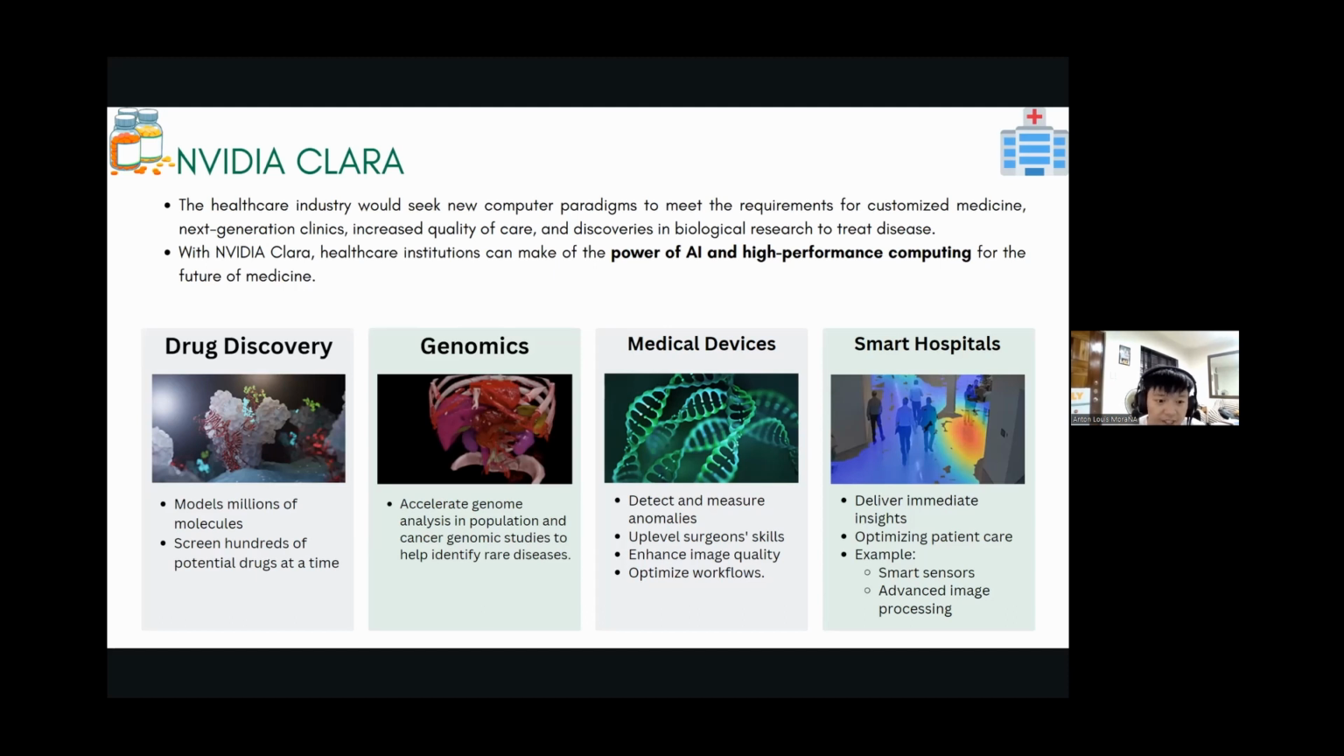Genomics, or the study of genes, accelerates genome analysis in population and cancer genomic studies to help identify rare diseases. For medical devices, to detect and measure anomalies, up-level surgeon skills, enhance visual image quality, and optimize workflows. And the last would be smart hospitals, which is to deliver immediate insights and optimize patient care, with examples being smart sensors and advanced image processing. Next slide, please.